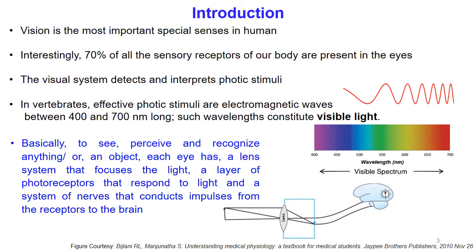Basically, to see, perceive and recognize anything or an object, the eye has a lens system that focuses the light, a layer of photoreceptors that respond to the light, and a system of nerves that conducts impulses from the receptors to the brain. Now, to figure out how all this works, let's start with the eye anatomy.